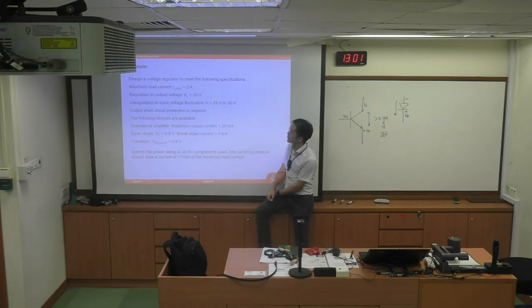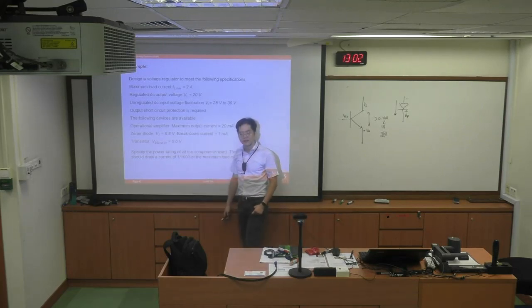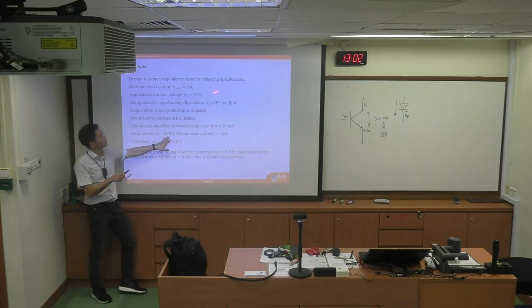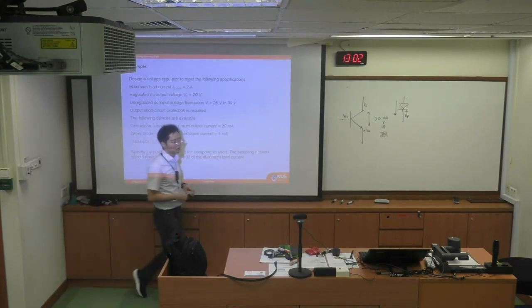The following devices are available. Operational amplifier, maximum output current will be 20 milliamp. Zener diode, the VZ is 6.8 volt, breakdown current is 1 milliamp. And the transistor VBE will be 0.6 volt. So this implies this is a power BJT. And you might be thinking, how can a Zener diode of 6.8 volt generate the load voltage of 20 volt? You can see that the shunt regulator cannot be used, because the shunt regulator output will be roughly the same as the VZ. So this implies we have to use the series regulator.